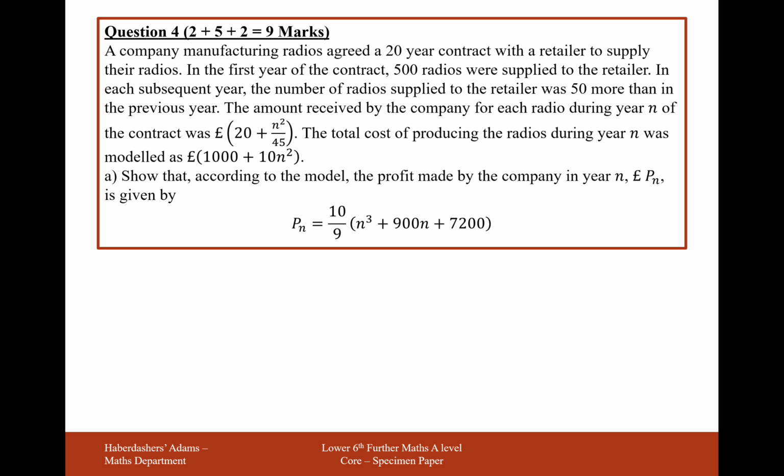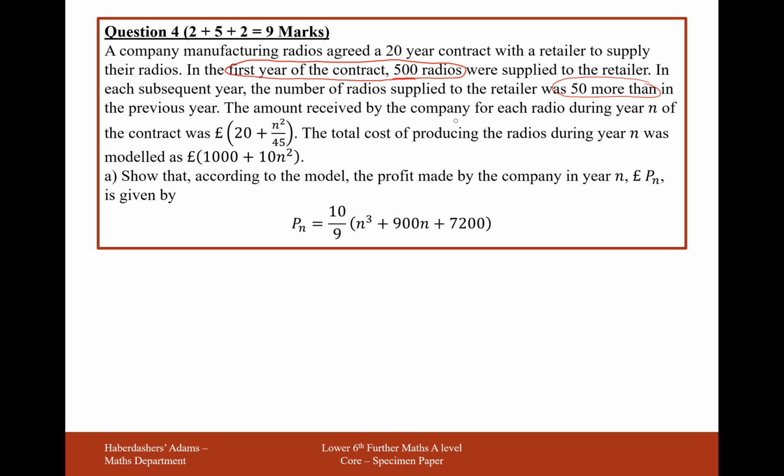So we're on question 4 now and it's quite a wordy one, so let's work our way through this slowly. A company manufactures radios and agreed a 20-year contract with the supplier. In the first year, 500 radios were supplied. In each subsequent year, the number supplied was 50 more than in the previous year.